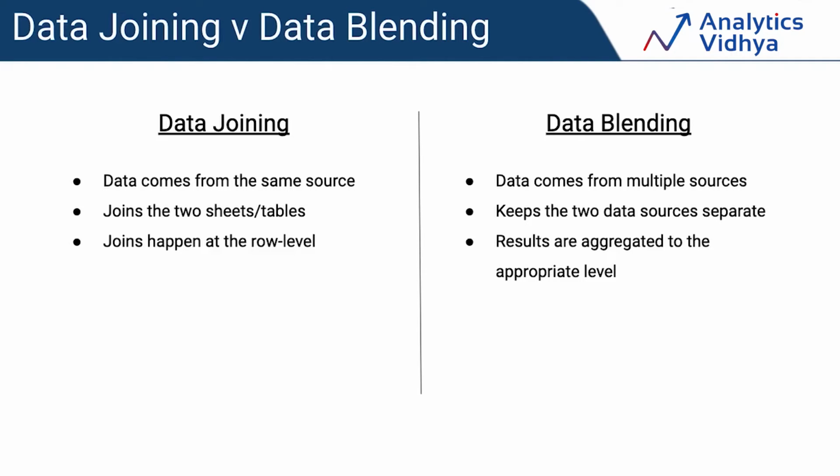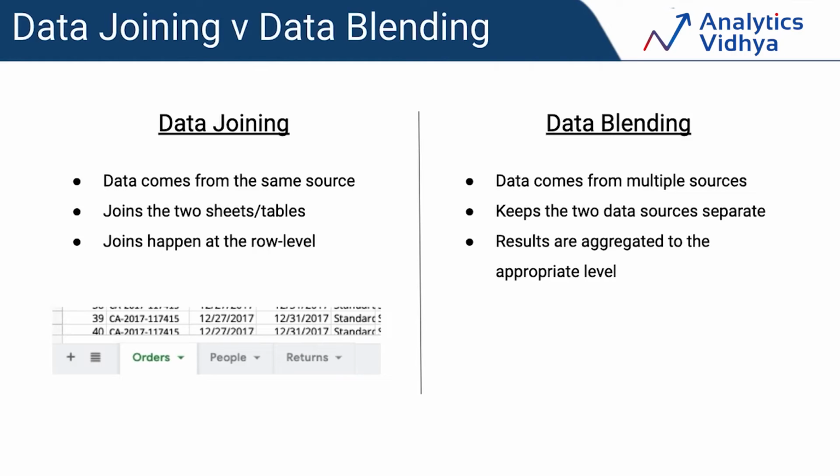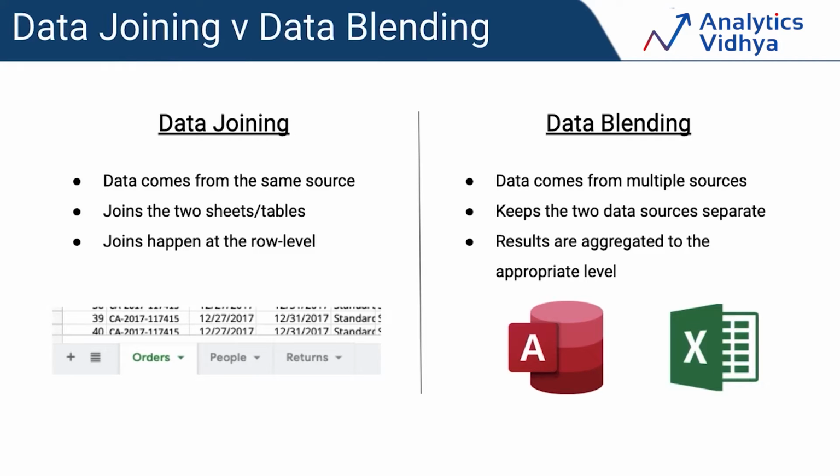The join happens at row level in data joining, whereas the results are aggregated at an appropriate level when we use data blending. Remember how we used the orders and return sheet to perform data joining? Well, data blending typically uses different sources, even if it's two different Excel workbooks, or let's say an MS Access database and an Excel workbook. Let's take a simple example to understand data blending.